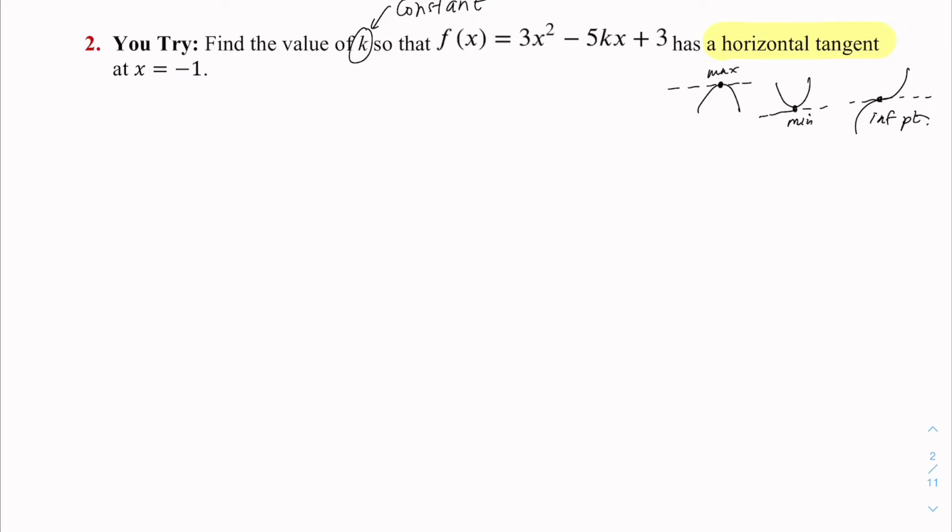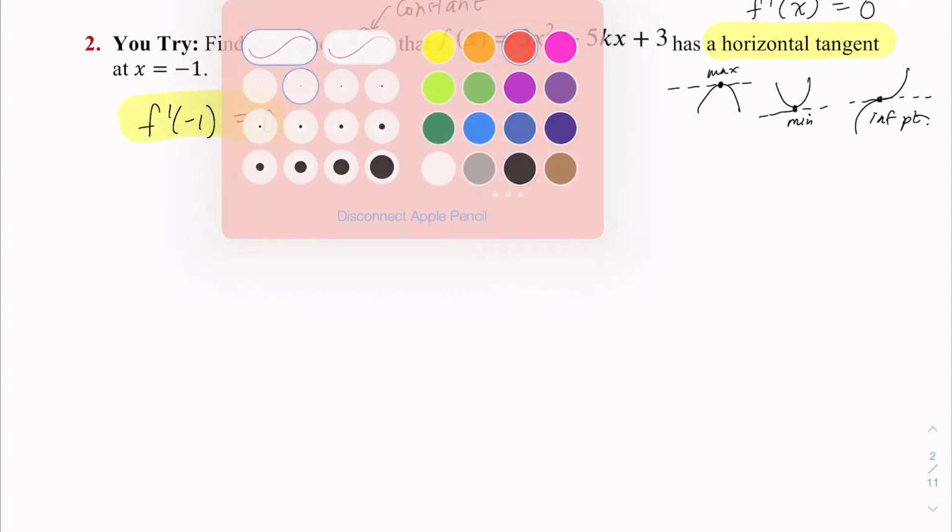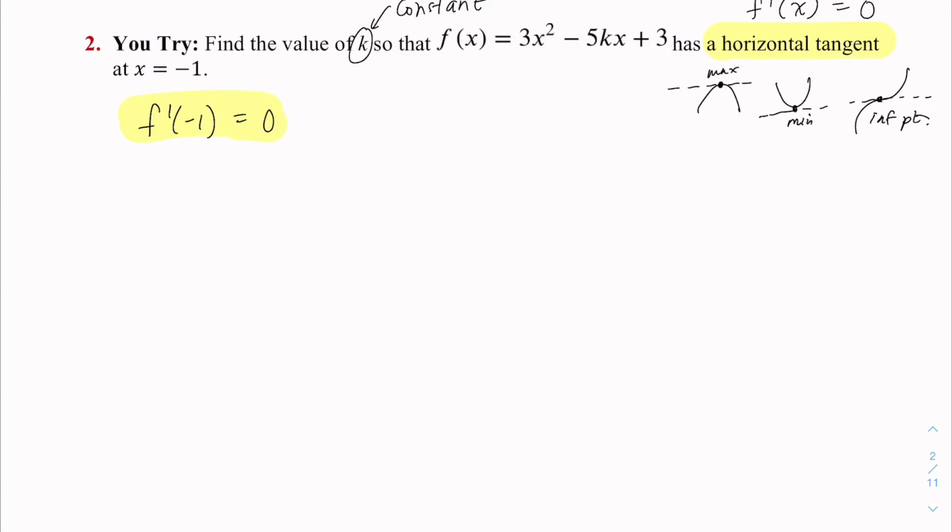So what all of them have in common is that the slope at a specific point x equals 0. So that's the notation that we're going to use. Now, the x value that they want us to use is -1, so we're writing f prime of -1. That's what we're finding. Pause the video here and see if you can solve for k yourself. So if we're dealing with f prime of -1, we want that to equal 0.